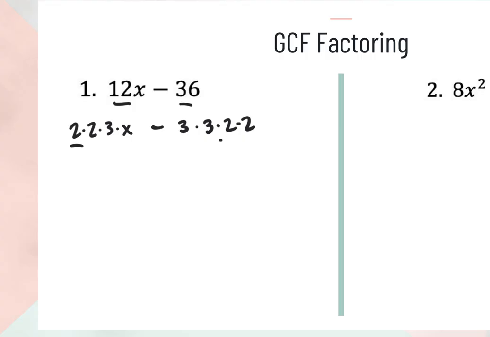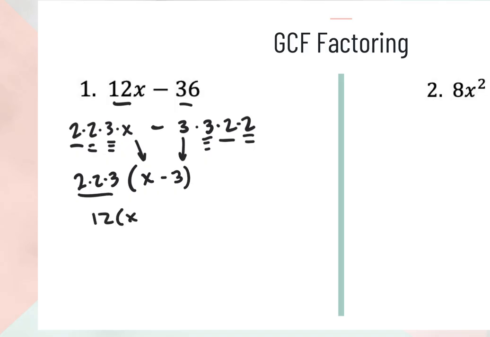So I've got a 2 here and a 2 here, got a 2 here and a 2 here, I've got a 3 here and a 3 here. So I would pull out 2 times 2 times 3, and then write what I have left. I've got an x here, and then a 3 here. So then 2 times 2 times 3 would just be 12. That's factored. That's pulled apart.